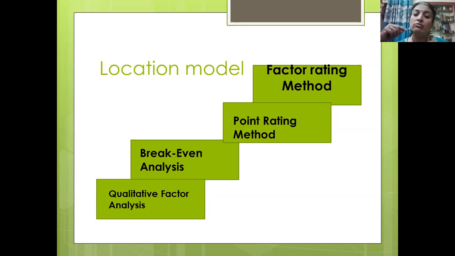Now, in this decision process, there are some mathematical models to decide about the location. What are those models? The first one is the factor rating method, then the point rating method, break-even analysis, and finally qualitative factor analysis. Let us go into the deeper part of it. Let us understand one after the other.